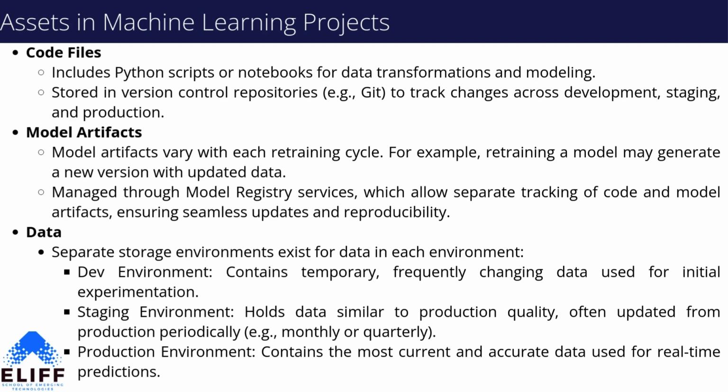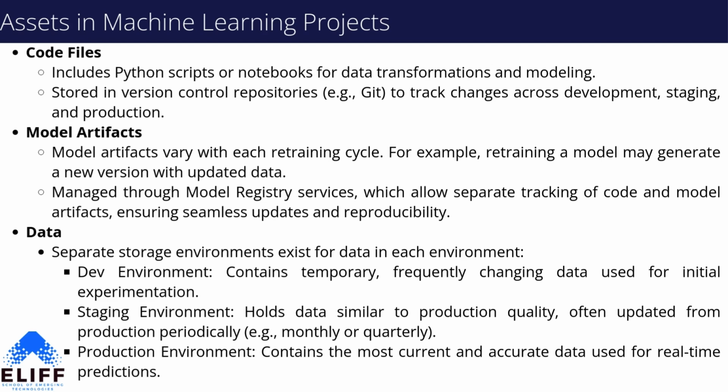Then we have models and model artifacts. Unlike standard code, models often need to be retrained as data evolves, which means new artifacts get created. For example, say we deploy version 1 of a model, and a week later, new data arrives. We might retrain the model with this updated data, creating a new artifact. To keep track of these artifacts, we use a model registry.